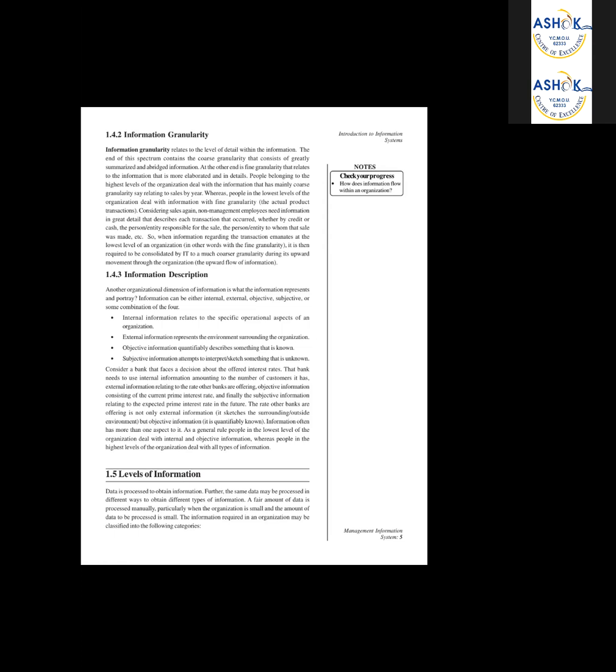Consider a bank making decisions about the offered interest rates. The bank needs to use internal information, such as the number of customers. It has internal information related to the rate that is often objective information, considering the current prime interest rate, and finally the subjective information related to the expected prime interest rate in the future.